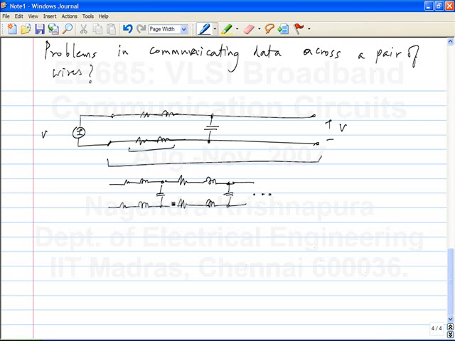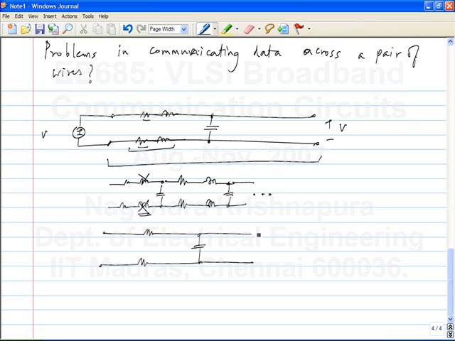Okay, so let's take a very simple case where we'll say that the inductance is insignificant. And also we'll make a further approximation that we don't need this distributed structure. We'll simply consider one resistor and one capacitor. Okay, so let's see what happens in that case.